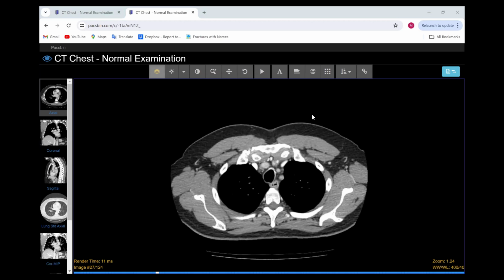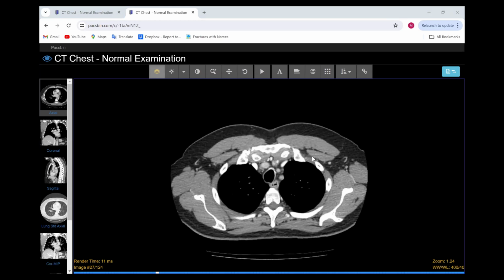Atresia, tracheoesophageal fistula. Actually, I didn't put it in the presentation. I think it's anatomy rather than complicated cases like atresia or fistula.